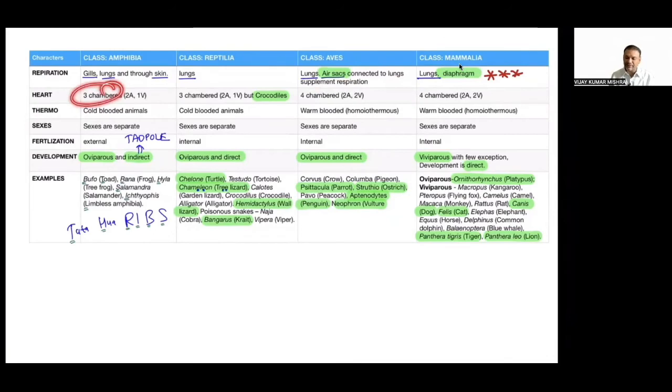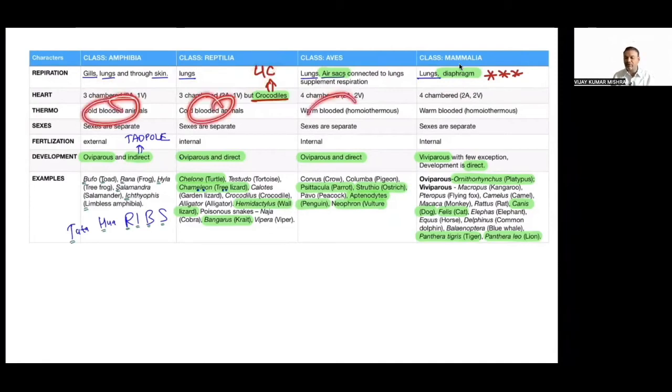Heart is three chambered or four chambered. In the case of the crocodile, which is an exception, they will always have a four chambered heart. You must know this, right? So this part is clear.